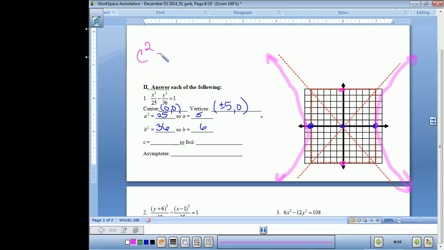For the hyperbolas, our focus has to be out here somewhere. It's further away. So we do the a squared plus the b squared. Well, 25 plus 36 is 61. So it would be square root of 61 in either direction. So it would be plus or minus square root of 61, 0.